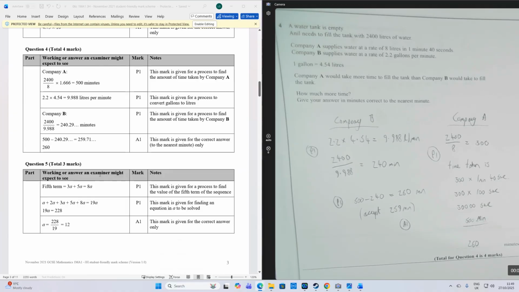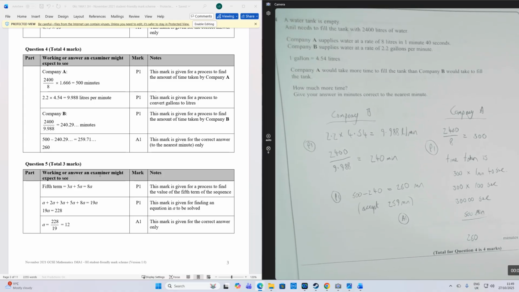A water tank is empty. Ēnil needs to fill the tank with 2,400 litres of water. Company A supplies water at a rate of 8 litres in 1 minute and 40 seconds. And Company B supplies the water at a rate of 2.2 gallons per minute. Okay. 1 gallon, it says, is 4.54 litres. Company A was going to take longer to fill the tank than Company B. How much more time? Give your answer correct to the nearest minute.